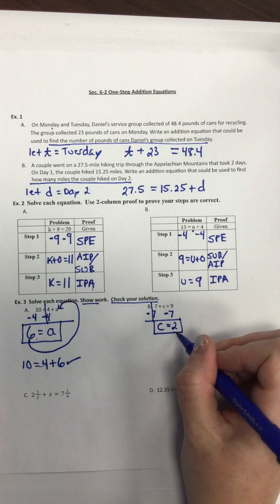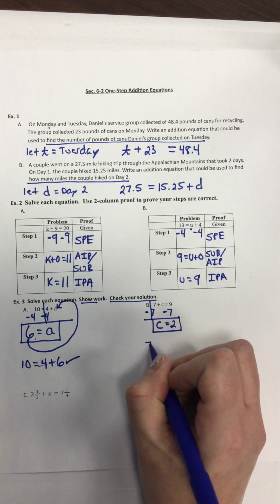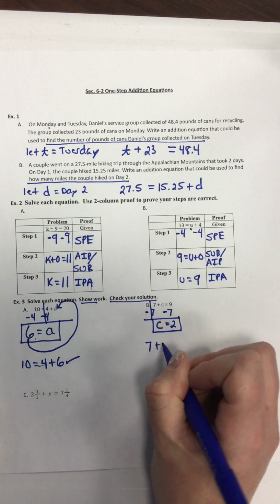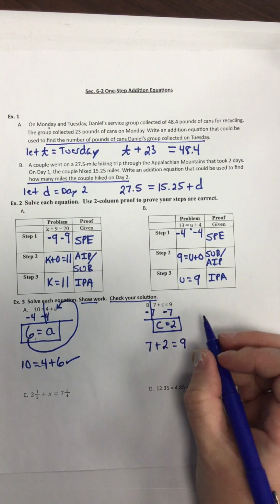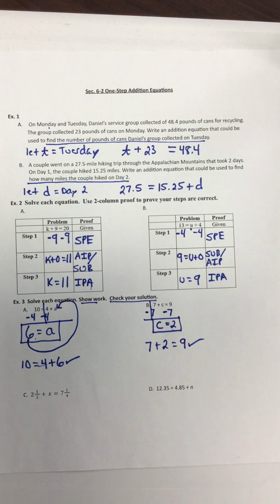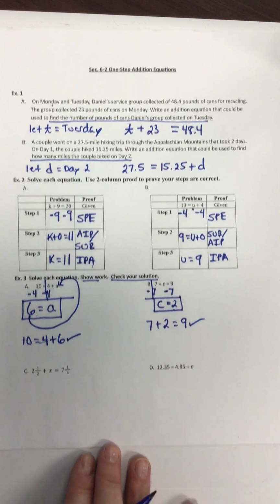Check it. Plug that 2 in for C. So I'm going to check to make sure that 7 plus C, which I said was 2, needs to equal 9. Does that equal 9? Yes, it does. So I know my answer is right, without a doubt.